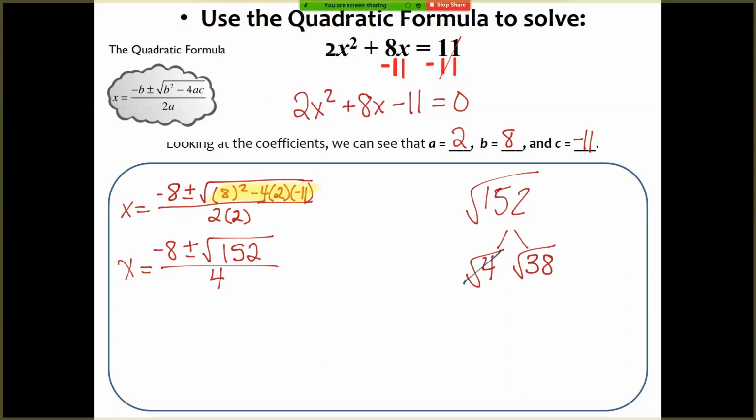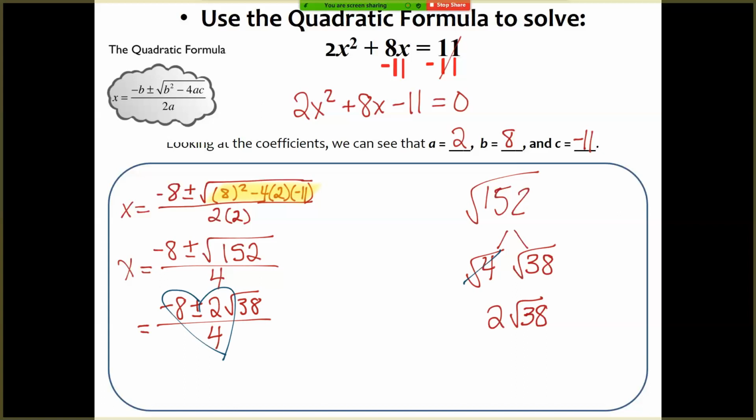I know the square root of 4 is 2. So I have 2 times the square root of 38. So I'm going back to my problem and rewriting it as -8 plus or minus 2 times the square root of 38, all divided by 4. And again, the last thing I'm going to check for is to see if I can reduce. Again, we're always reducing this heart right here. The square root's protected by that radical.